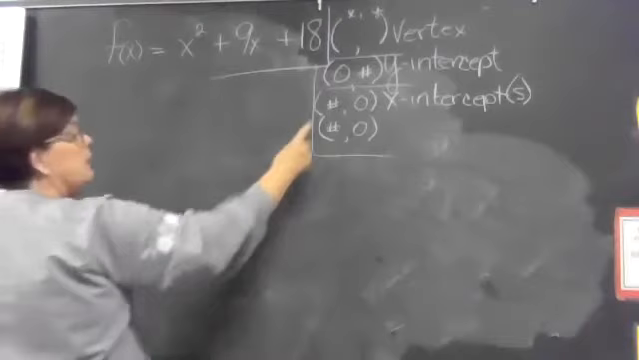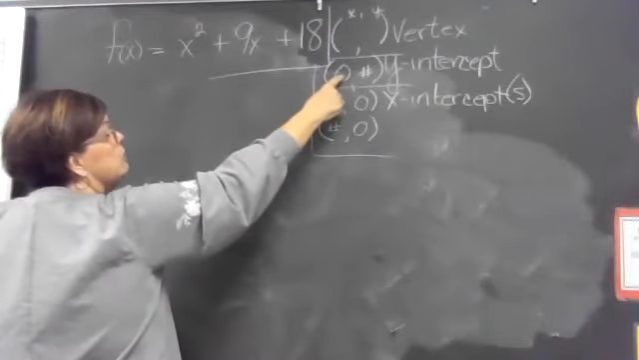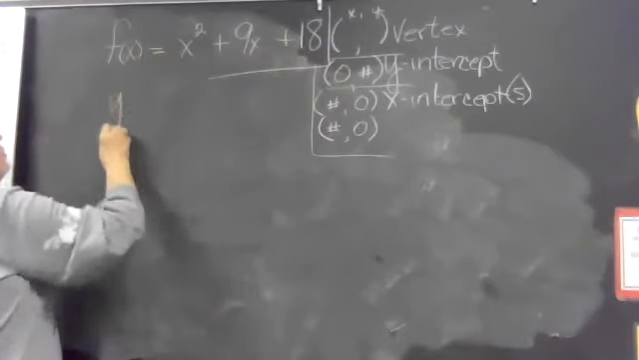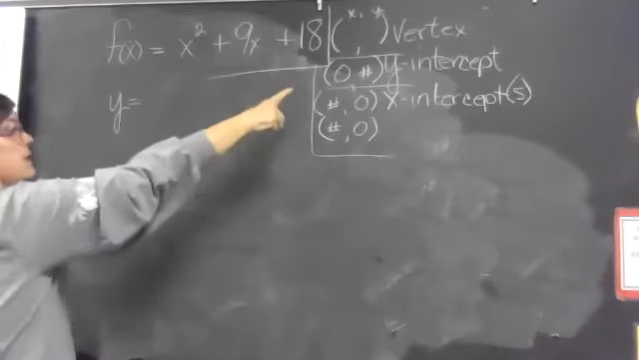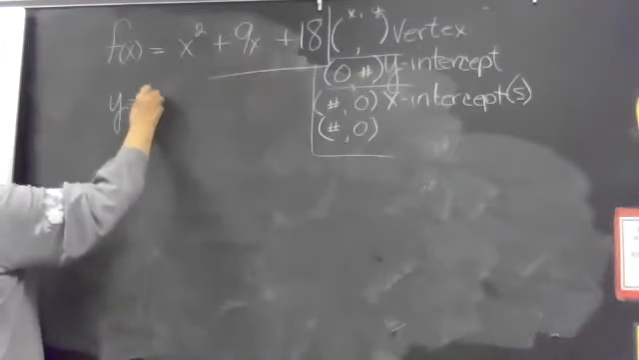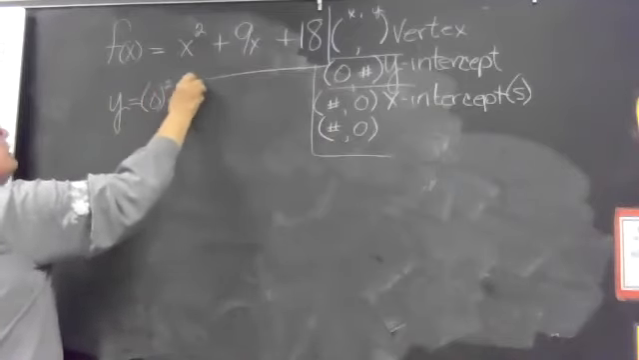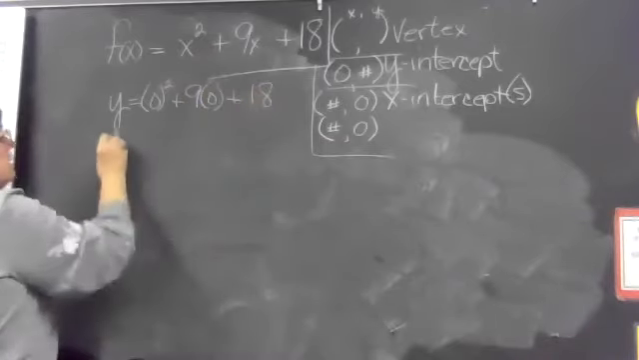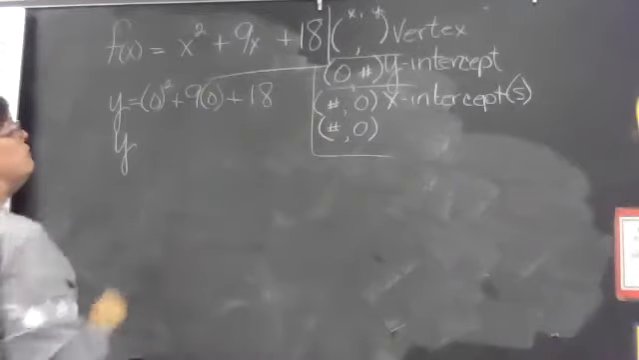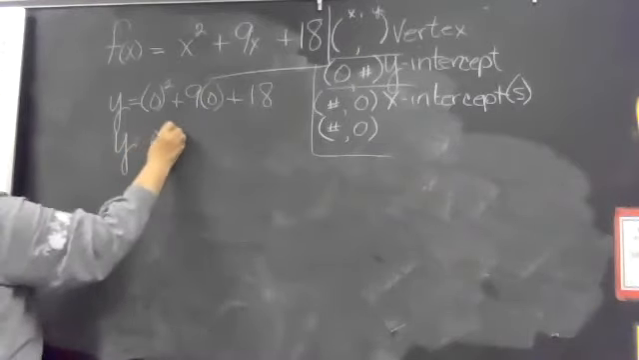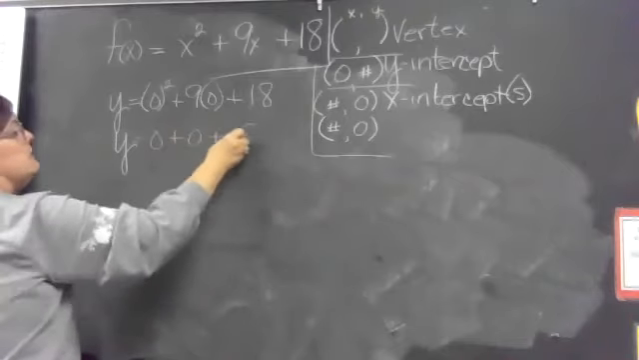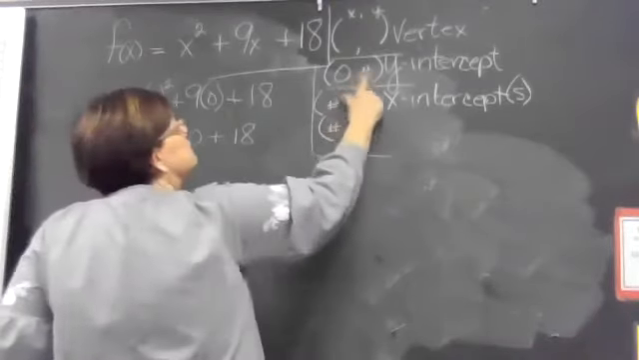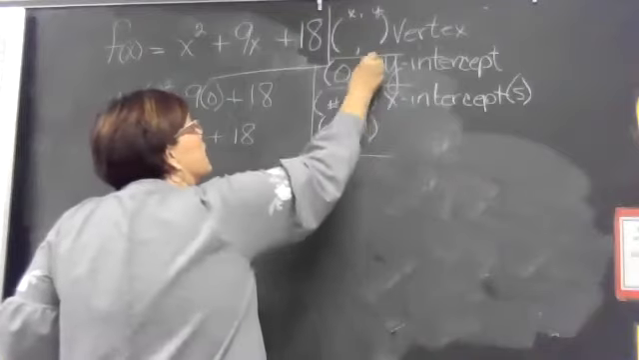This is how you find the y-intercept. You look up here and you say, oh, I need to plug in 0 for every x. So we know we have y equals, and I'm going to plug in 0 for every x. So I have 0 squared plus 9 times 0 plus 18. So my y, which is the number I'm looking for, equals 0 plus 0 plus 18. And so my y value is going to be 18. That is my y-intercept.